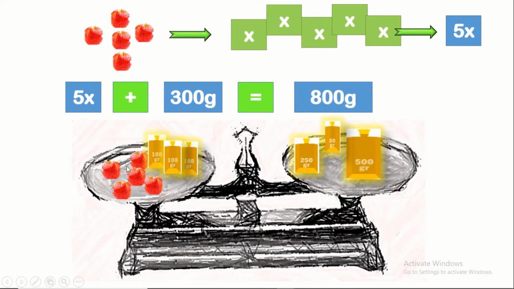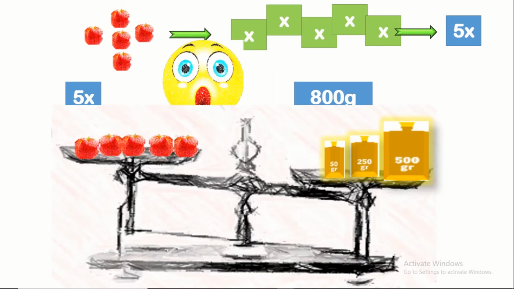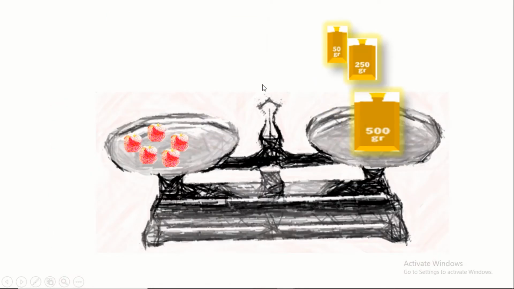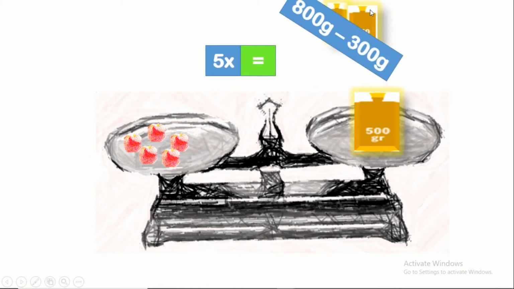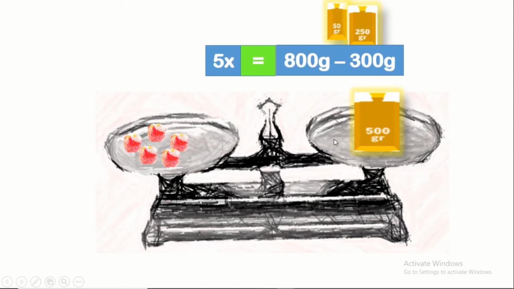But we want each apple alone. What should be the mass of each apple? Shouldn't we remove these 300 grams? Well, what will happen in this case? As you see, we have no more balance. Why? 800 gram is now greater than the masses of the 5 apples. Well, how to solve in this case? We should remove again the 300 gram from the other side as we have removed them from the first side. If you look at them, now we are having balance again.